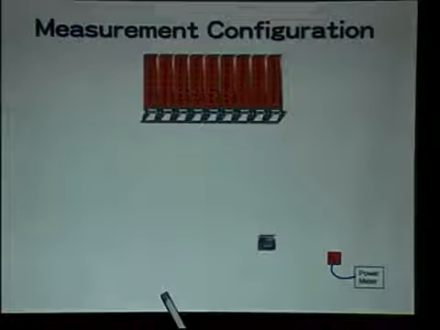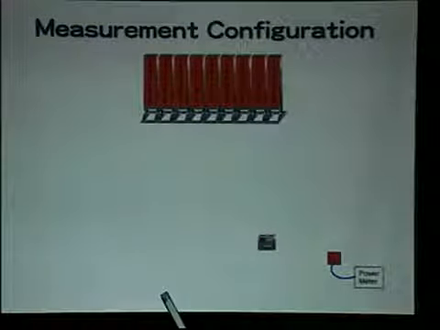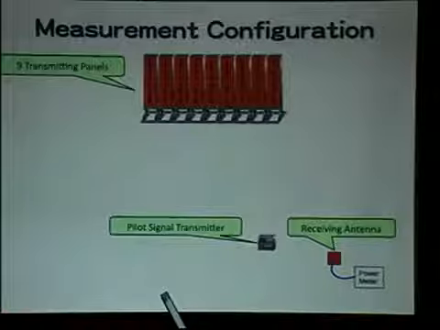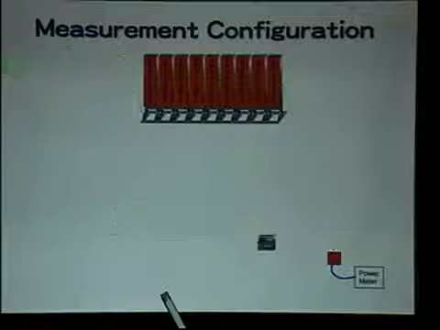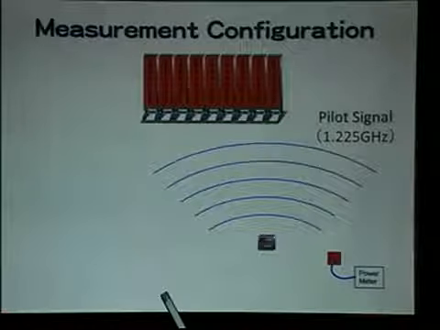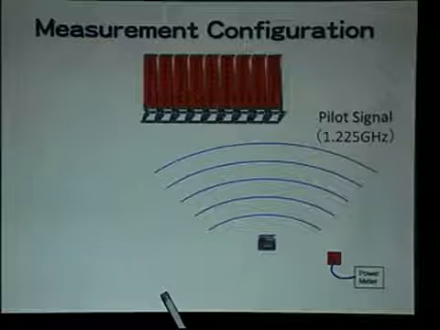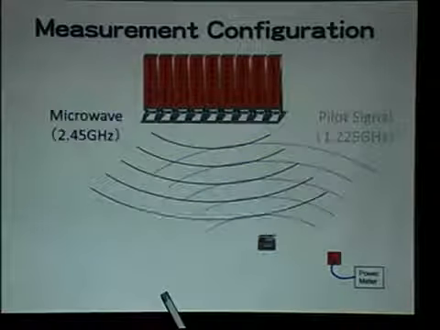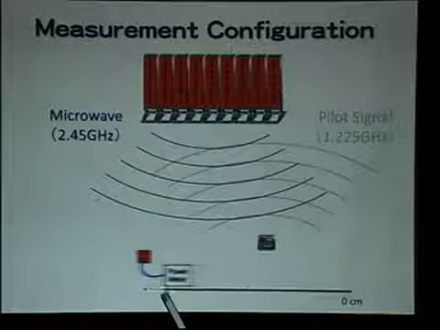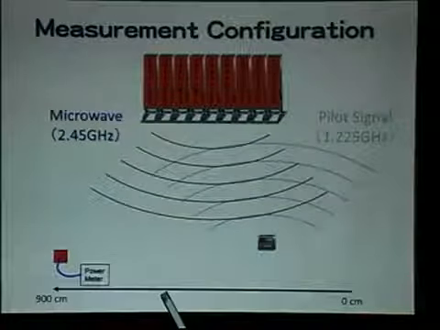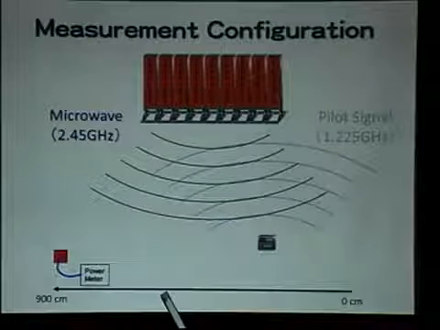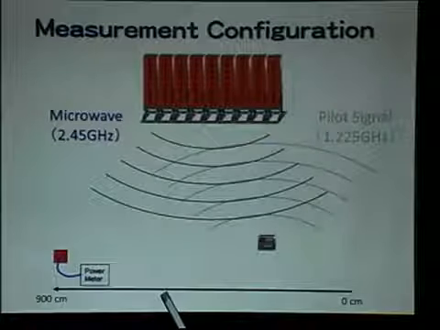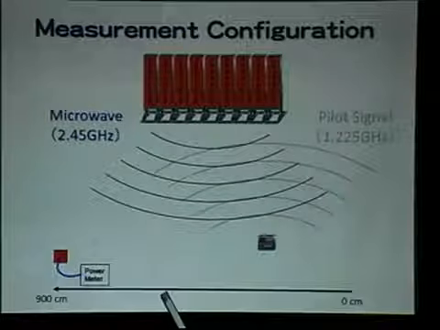At the beginning, I want to explain our measurement. This is a pilot signal transmitter, and at first it transmits a pilot signal at a frequency of 1.225 gigahertz. And the microwave of 2.45 gigahertz is radiated toward the pilot signal. We measure along this line.